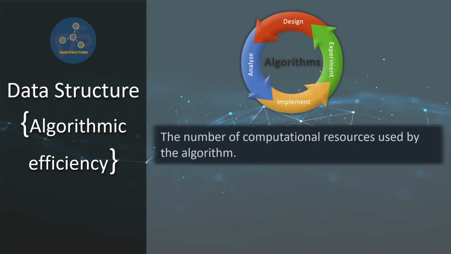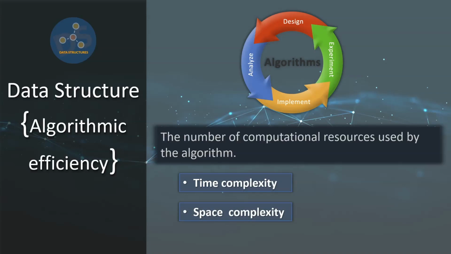The number of computational resources used by the algorithm which you are using for searching, for storing, or for whatever operation you do over the data structure. Time complexity is the time it takes to finish a specific job on a specific data structure. Space complexity is like the size of the data structure. We finish an overview of data structure.